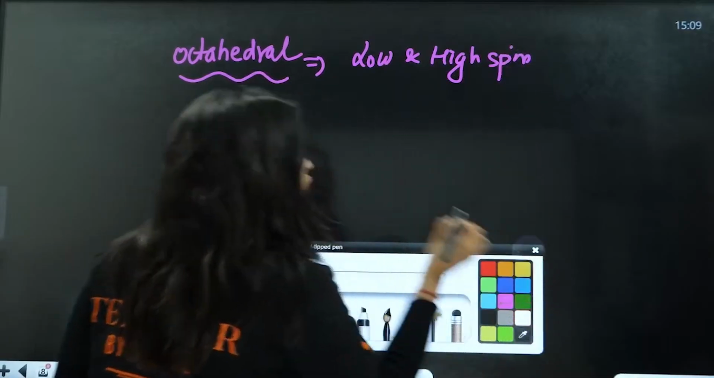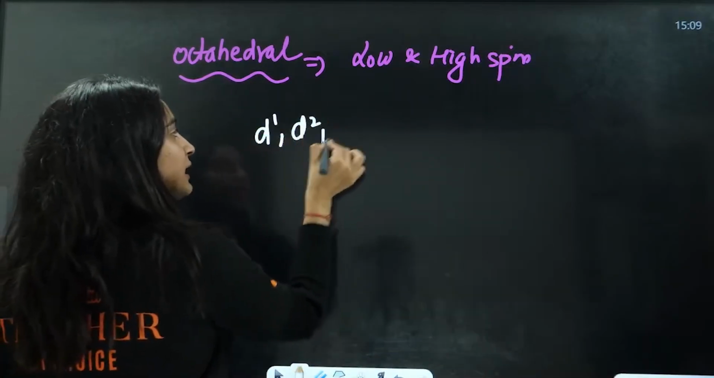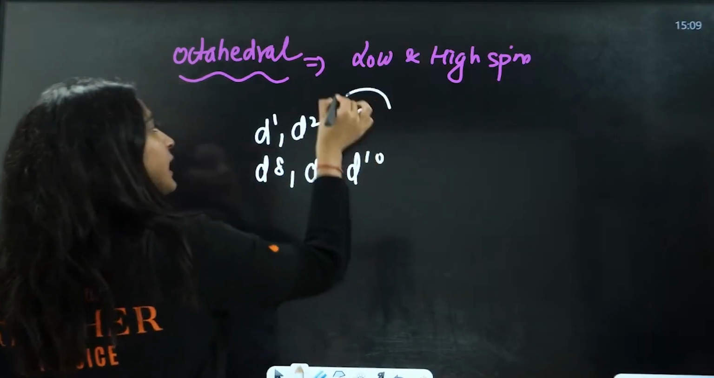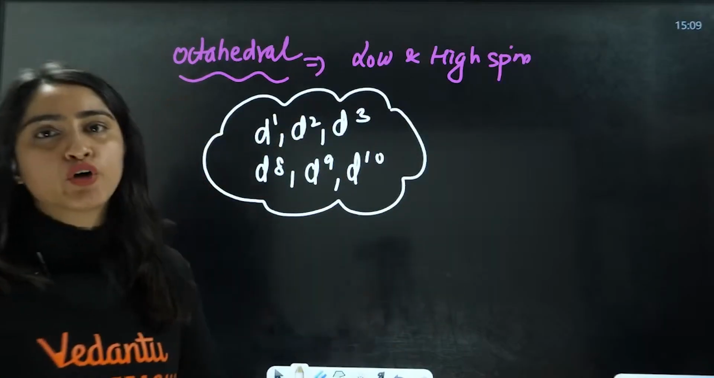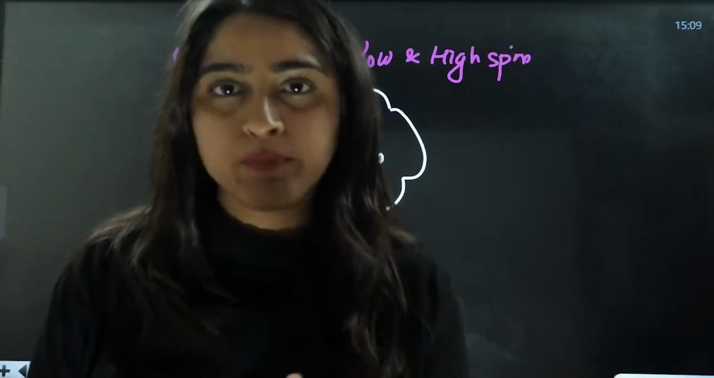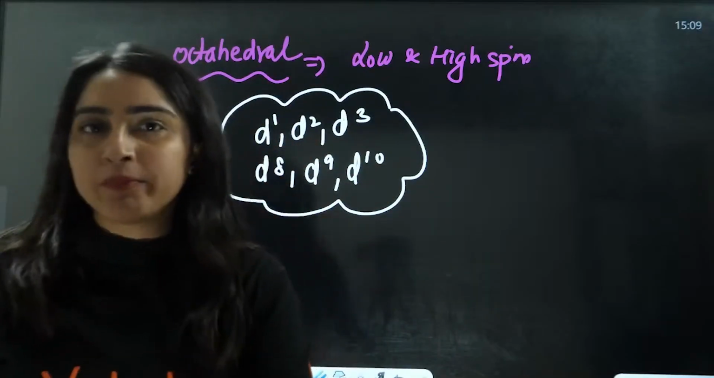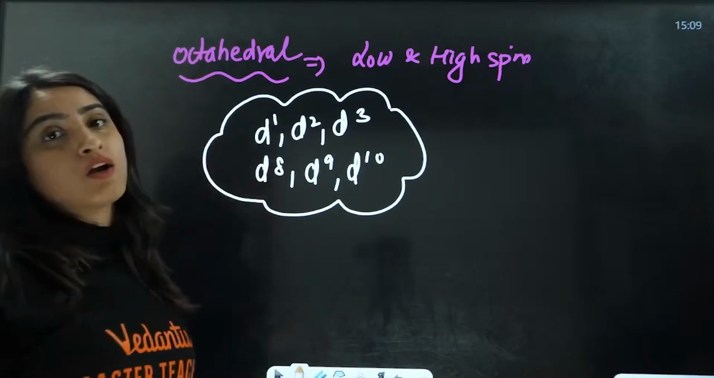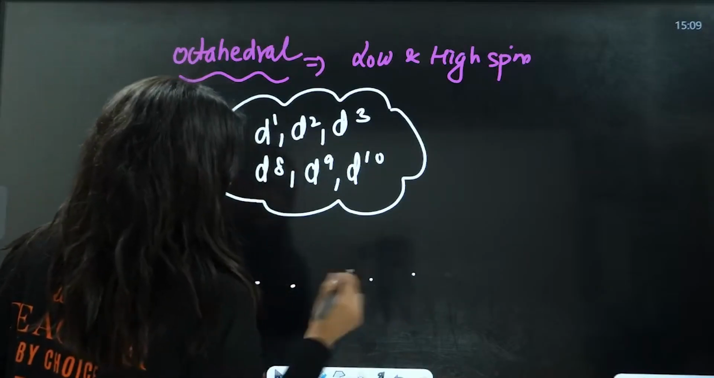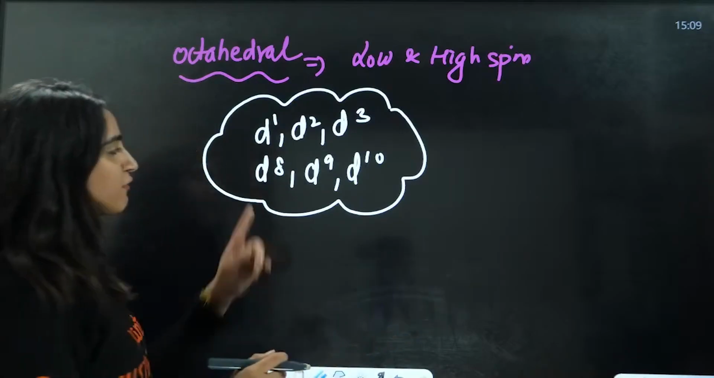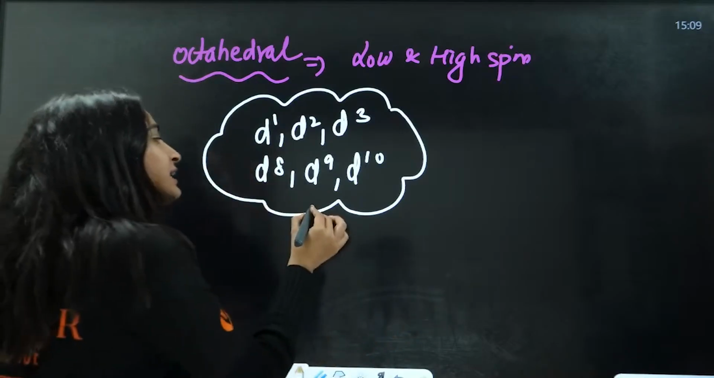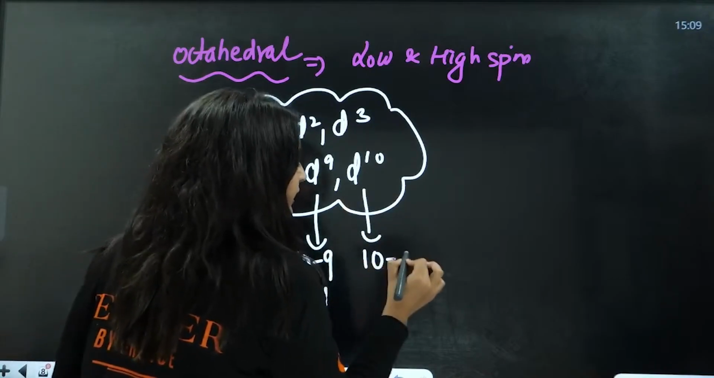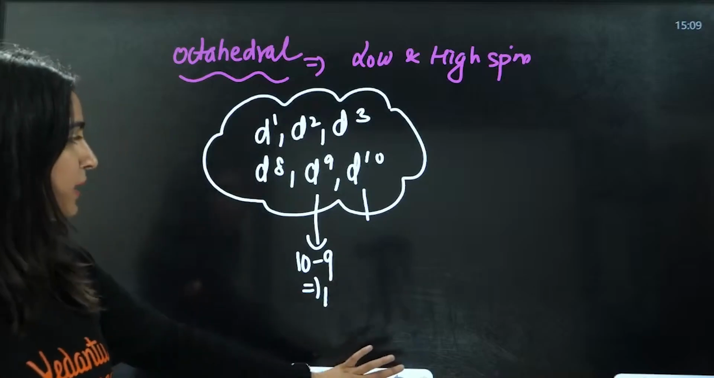But in case of d1, d2, d3, and in case of d8, d9, d10, in these cases, d1, if you take low spin or high spin, it will have 1 unpaired electron. d2 will always have 2 unpaired electrons. d3 will always have 3 unpaired electrons. d8 will always have 10 minus 8, that is 2 unpaired electrons. d9 will always have 10 minus 9 equals 1 unpaired electron. d10 will always have 0 unpaired electrons.